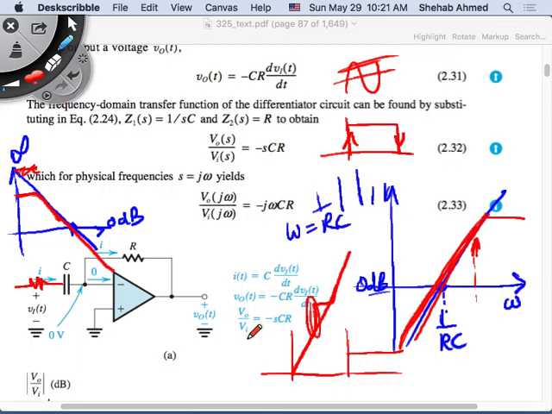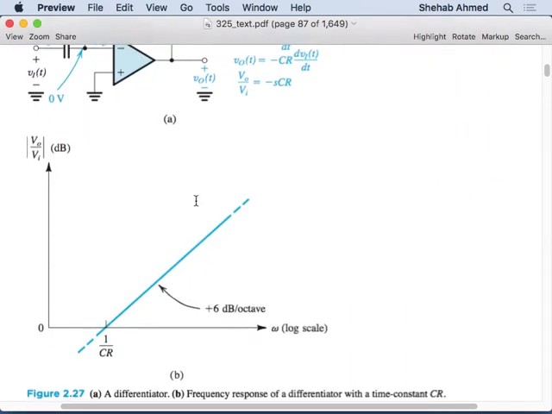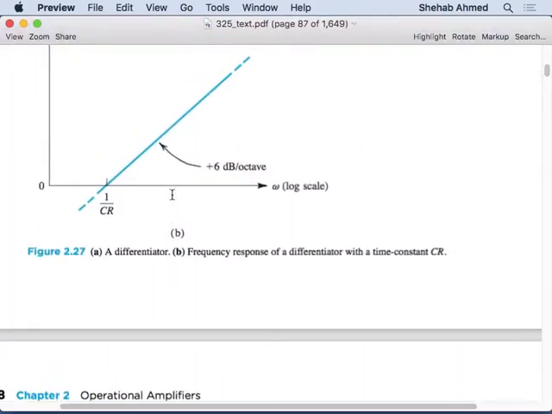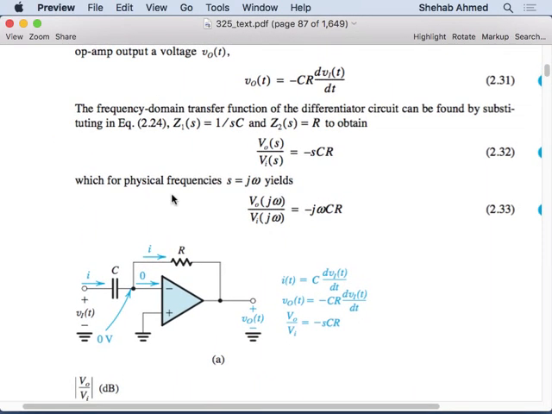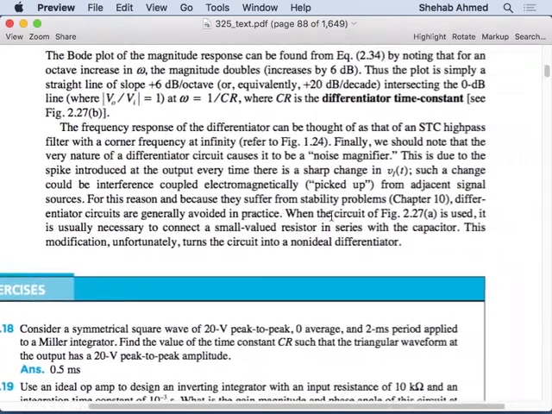So it's practically fine. You can limit the gain like we did with the integrator. The way you do that is, as they show in the textbook here, they don't draw it, but they say it here. When the circuit of figure 2.27 is used, it is usually necessary to connect a small valued resistor in series with the capacitor. Right? This modification unfortunately turns the circuit into a non-ideal differentiator.